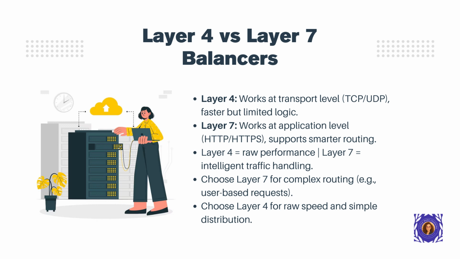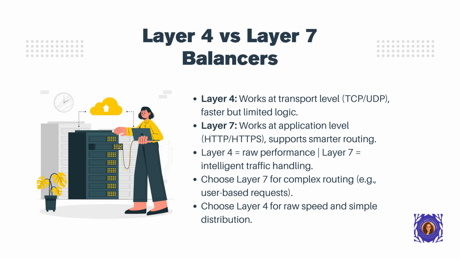Layer 7 balancers, on the other hand, work at the application level. They understand HTTP and HTTPS protocols and can make sophisticated routing decisions based on things like URL paths, types of content, HTTP headers, and even cookies. This intelligence comes at the cost of slightly higher processing overhead. Here's an easy way to remember the difference. Layer 4 is all about raw performance, while Layer 7 is about intelligent traffic handling.